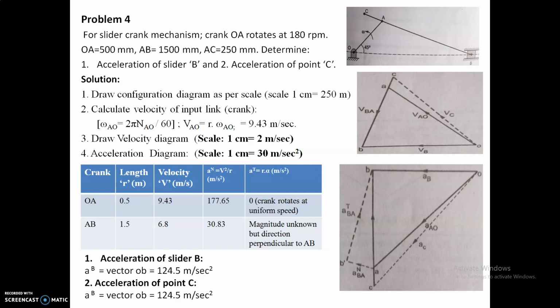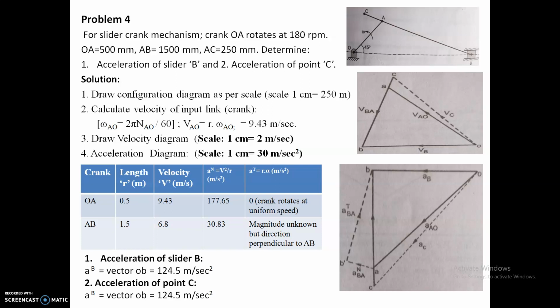For the slider crank mechanism, the crank OA rotates at 180 rpm. The different lengths of the slider crank mechanism are given: OA is equal to 500 mm, the length of link AB is 1500 mm, the length of link AC is 250 mm. From the given information, the unknown is the acceleration of slider B, and the second unknown is the acceleration of point C.